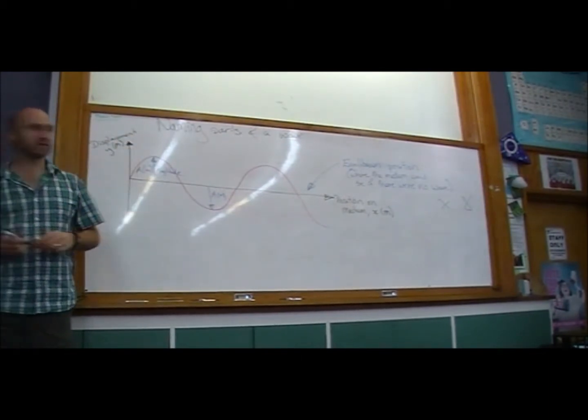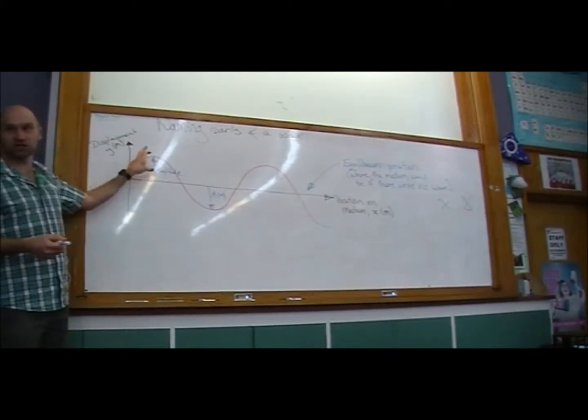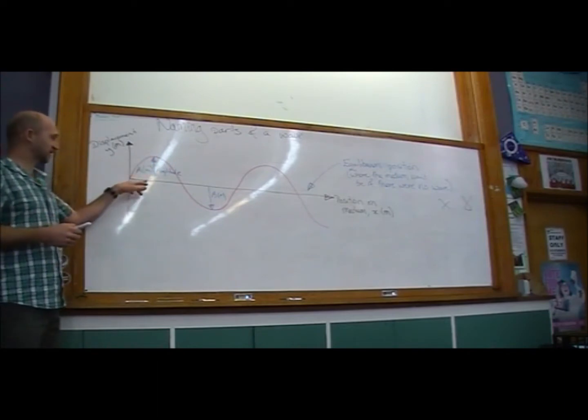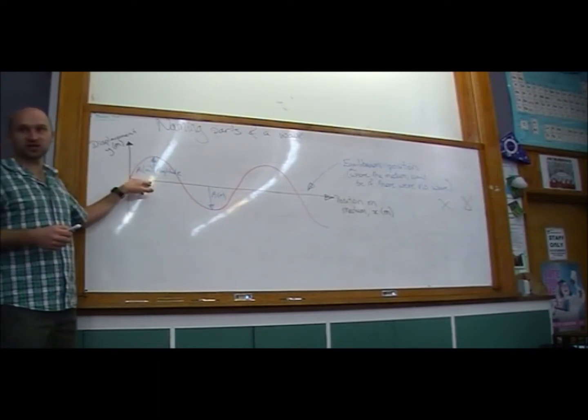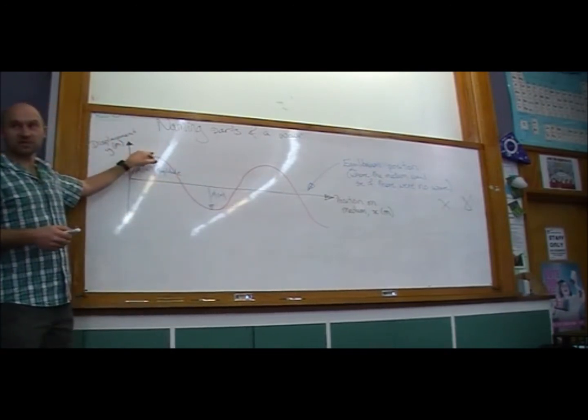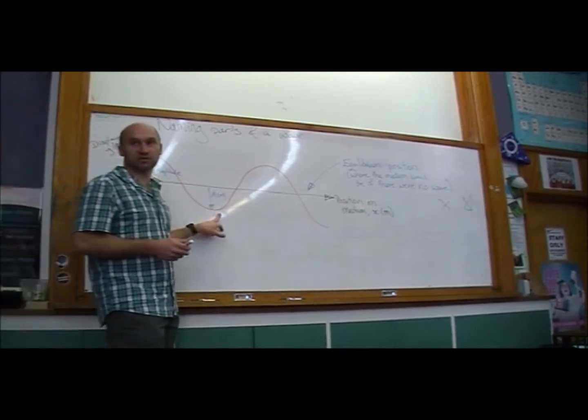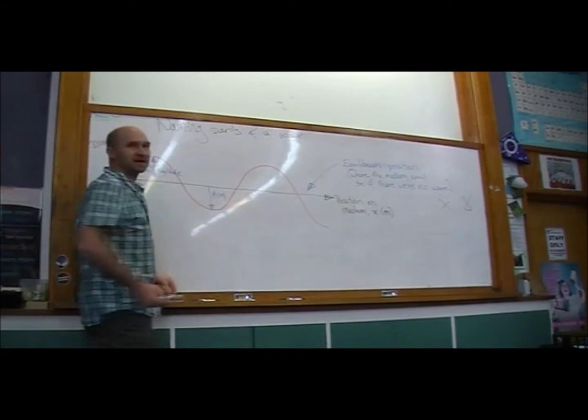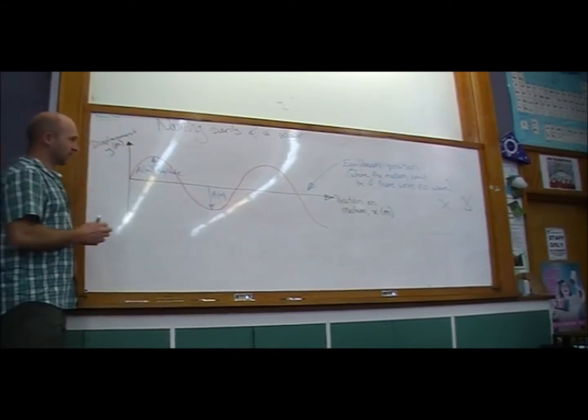The first important thing we have to name is the amplitude of the wave. It means the distance from the equilibrium position, that x-axis, up to either the highest point, the crest, or the lowest point, the trough. Those are both the same. They're going to be the amplitude of the wave.